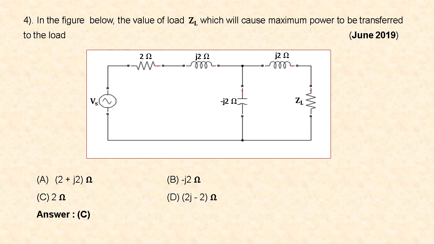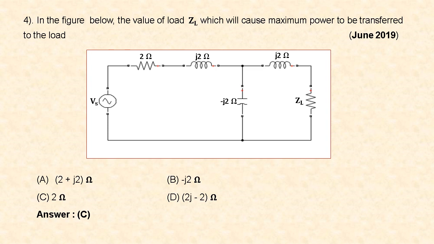The next question is, in the figure below, the value of load impedance ZL which will cause maximum power to be transferred to the load is. This question was asked in June 2019, and here they are given a voltage source, resistor 2 ohm, inductance J2 ohm, capacitance minus J2 ohm, and another inductance J2 ohm, and the variable load resistor. The options are 2 plus J2 ohm, minus J2 ohm, 2 ohm, and 2J minus 2 ohm. Here the correct option is 2 ohm.